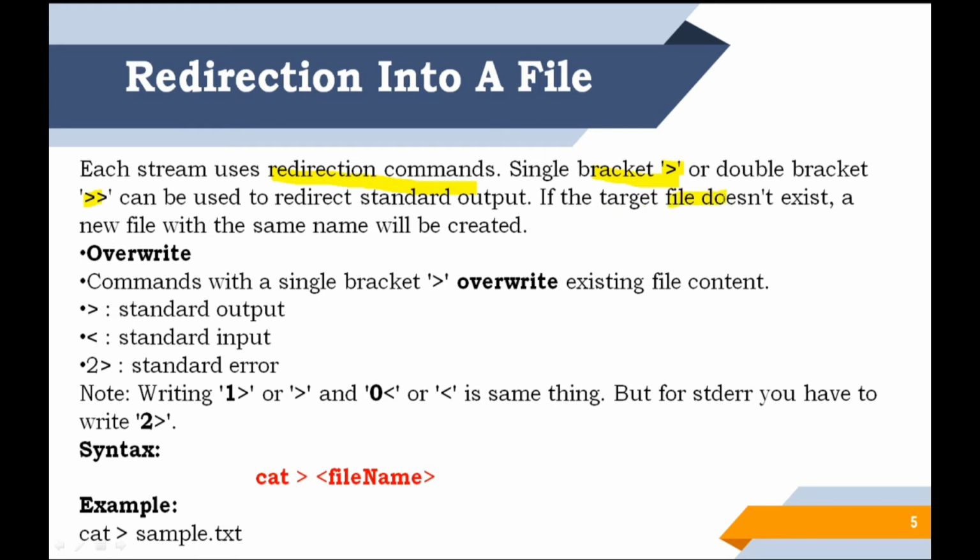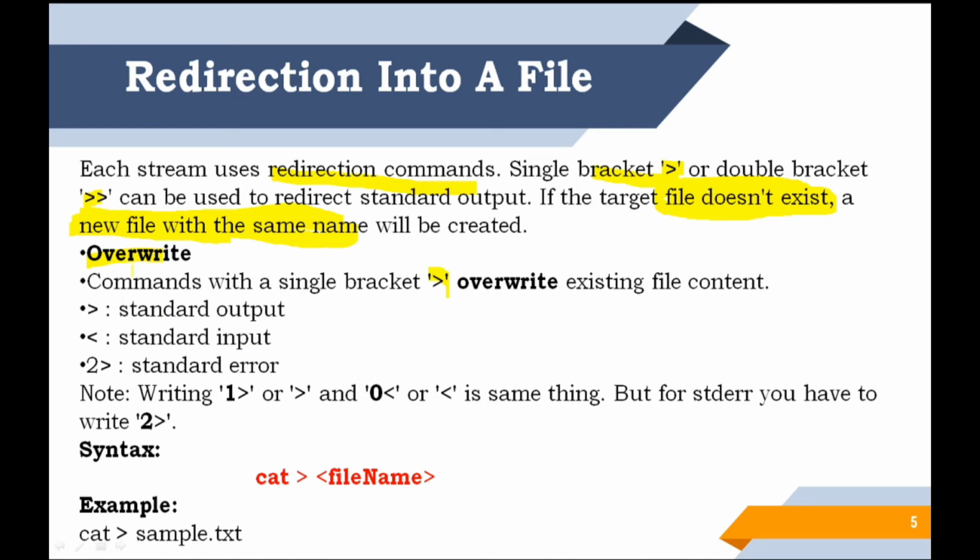If you are redirecting your output to a target file and it does not exist, then a new file with that name will be created, and the standard output will be copied into that file. And whenever you are redirecting your output to a file, the output is not displayed on the terminal. Just remember this. Then while redirecting, two forms are there. First one is override. Commands with a single greater than are going to override the existing file contents.